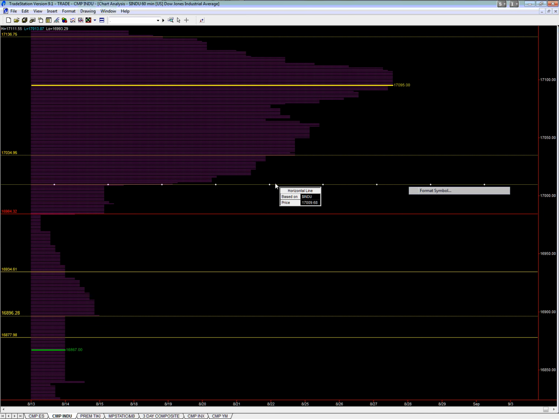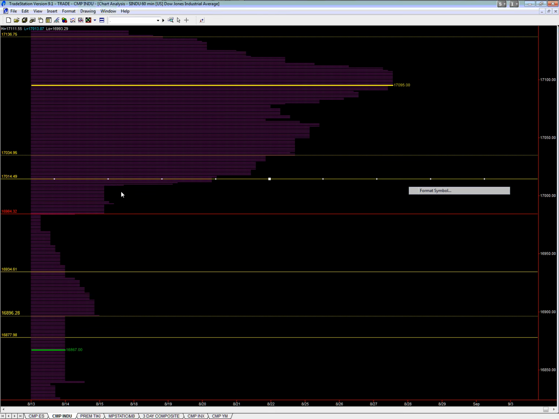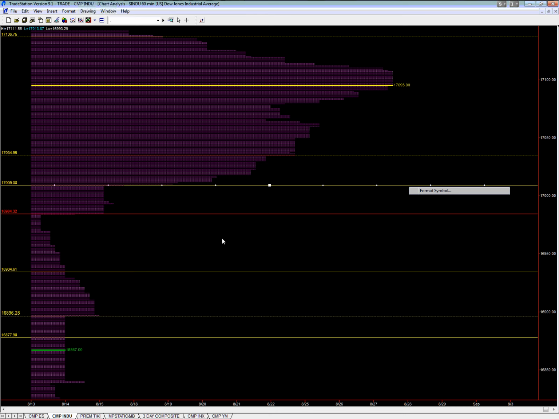It's going to come down here, hesitate. And let's line that up. Okay, right around there. 1709, just below 1710. And then just slightly below that, right in this level right here. Okay. So that lines up with 1709 and change before it drops.